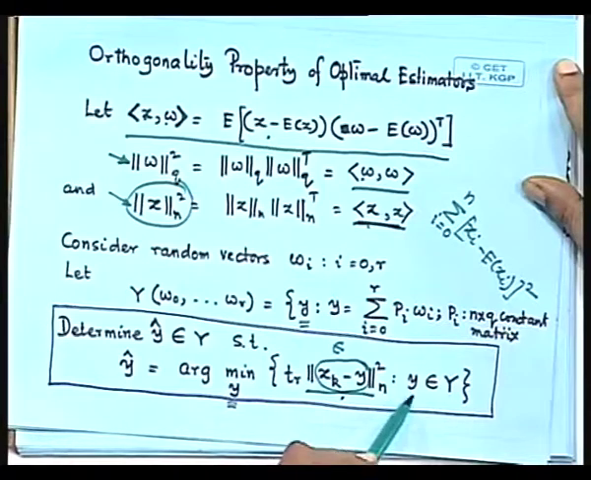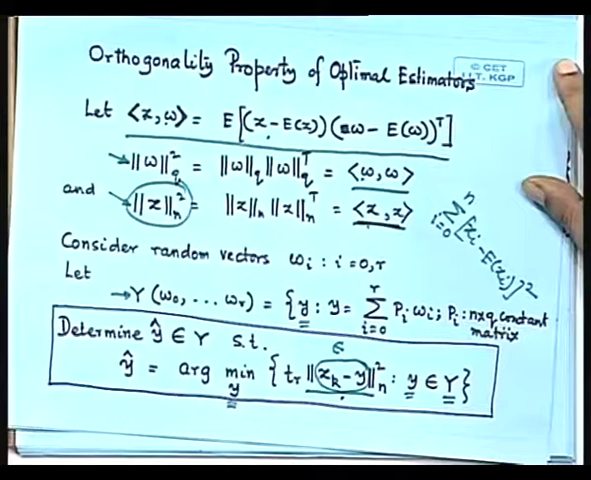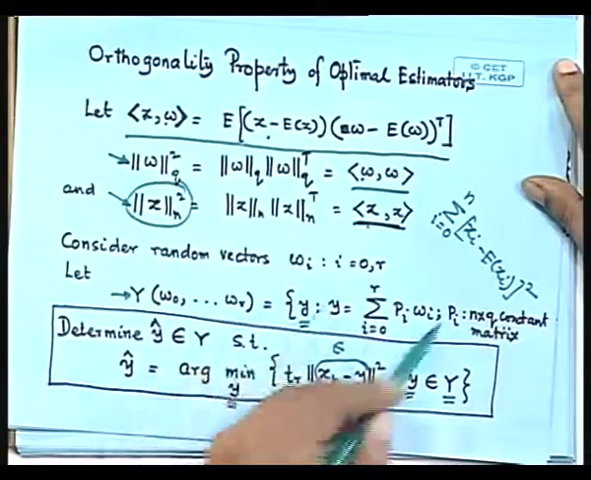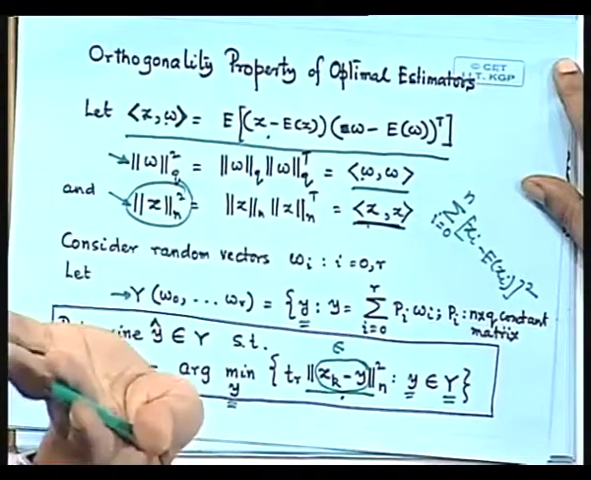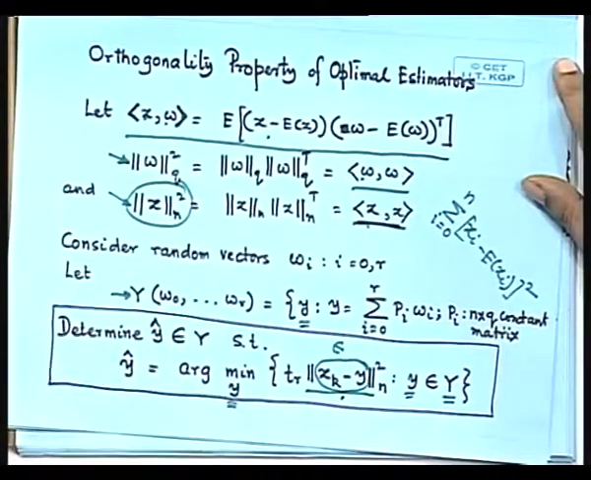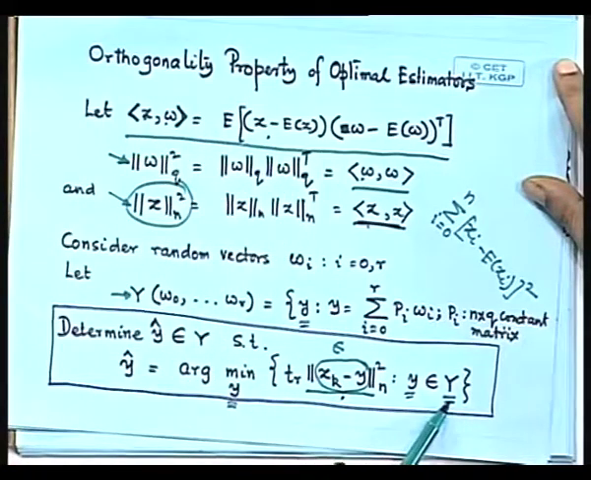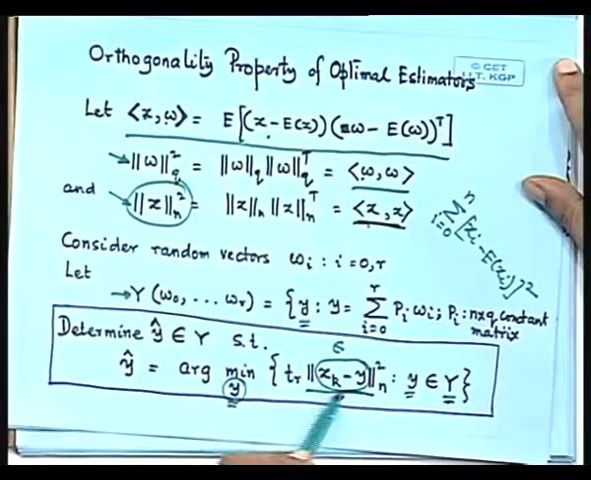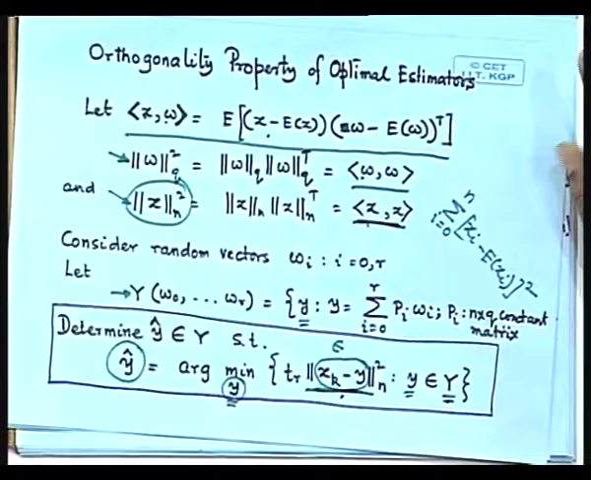So I want to choose a y from this space y. This space y is the set of vectors y which can be generated by such linear transformation. Only from that set I must choose y, not from any other set. In other words, I must only use a linear estimator. So if I use a linear estimator, what is that y which will minimize this? That I call my minimum variance estimate.